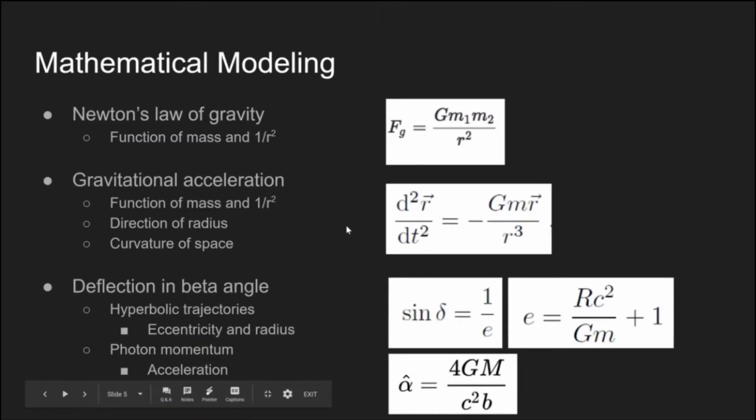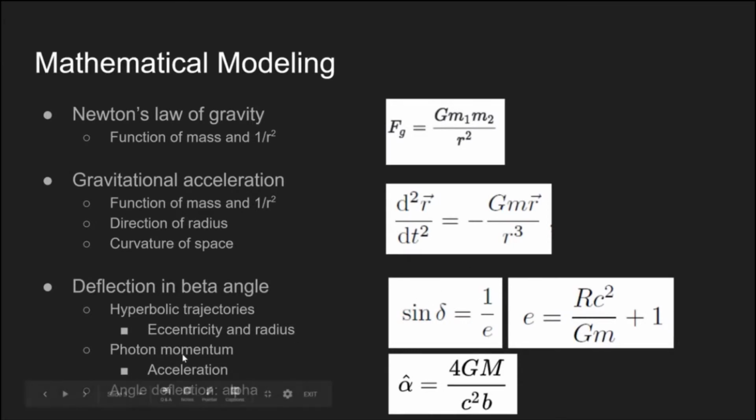A way to model gravity's effect on photons is to begin with Newton's law of gravity. Here we see the age-old function of gravitational force, where we are given the gravitational constant G multiplied by two masses affecting each other with gravity over the radius squared. Deriving this, we find the gravitational acceleration, which can be utilized to map the curvature of space and time as a directionality of derived force around a mass.